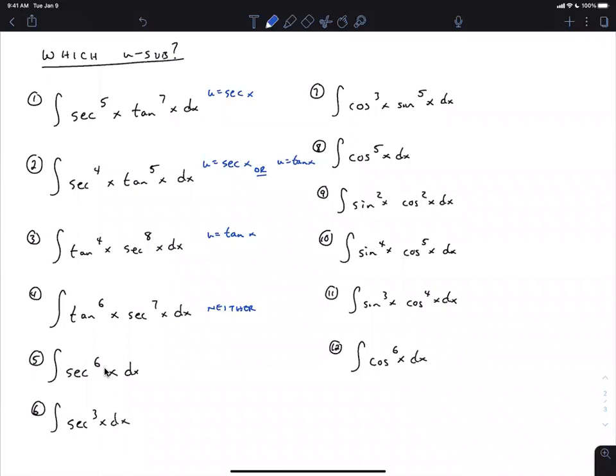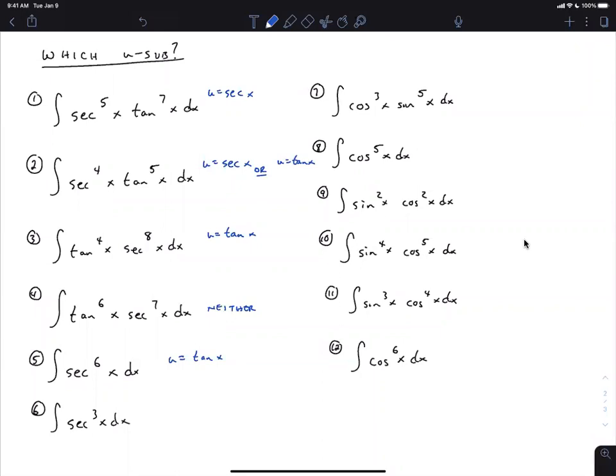On number 5, if u is secant, du is secant tangent. There's not an easy way to get tangent, and so that's not a good approach on this problem. If u is tangent, du is secant squared. After we separate out secant squared, there's 4 secants. The fact that that's even is good because u would be tangent, and so u equals tangent is going to work on problem 5. Does that make sense to everybody? All right, on problem 6, u equals secant doesn't work because du is secant tangent, and there's not a good way to get tangent.